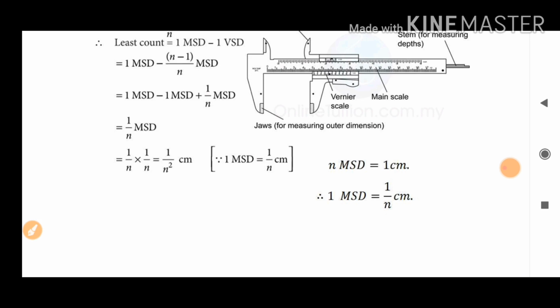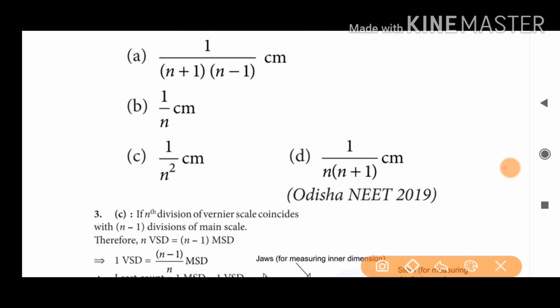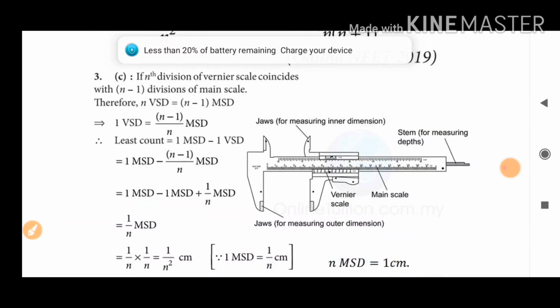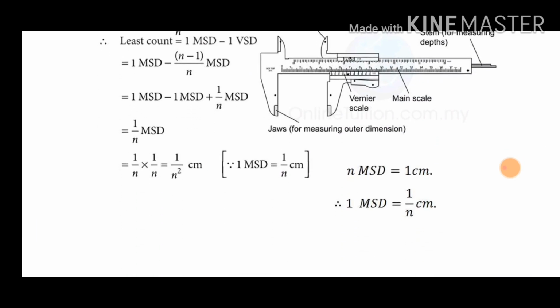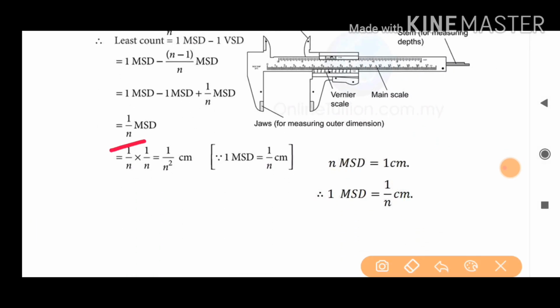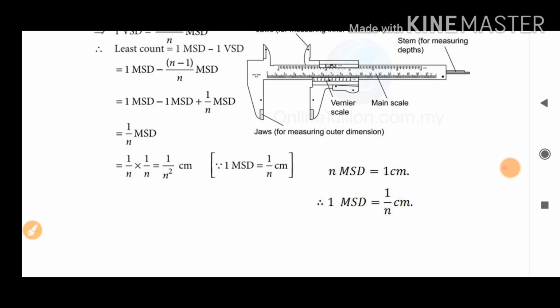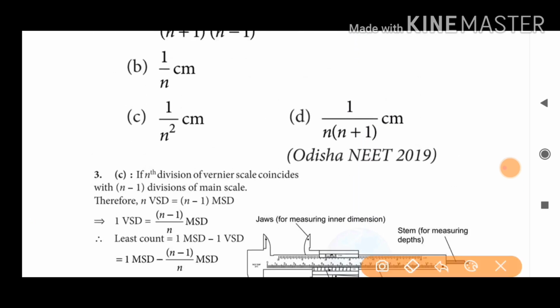Here the options are in centimeters, so you have to find the least count in centimeter. Here the least count is 1 upon n main scale division, and 1 main scale division equals 1 upon n centimeter. So 1 upon n into 1 upon n is 1 upon n square centimeter. So which option is correct? Option C is the correct one.